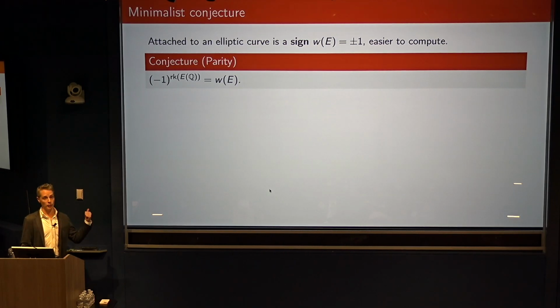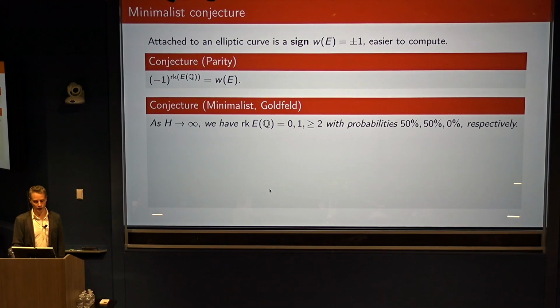So in the example that we just looked at where the rank bounds were 0 and 2, the sign of that happens to be plus 1. So it's still 0 or 2. If the sign happened to be minus 1, and you believe this parity conjecture, then you know the rank had to be odd. And so actually from that data, we would be able to conclude that the rank was 1. So that's where this conjecture really makes a difference.